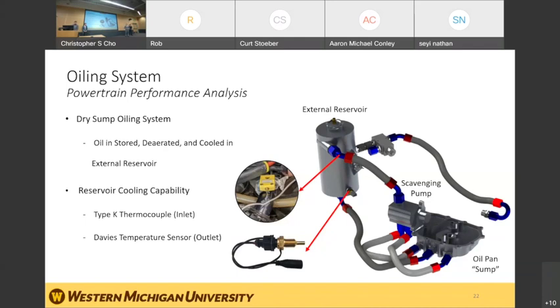So what we were trying to do for this testing was determine the temperature difference that the reservoir is cooling the oil during operations. To do this, we installed a Type K thermocouple into the fan fitting of the inlet shown here, and we utilized an already installed Davies temperature sensor that was installed in the bottom of the reservoir there.